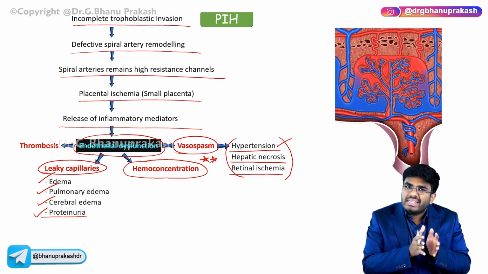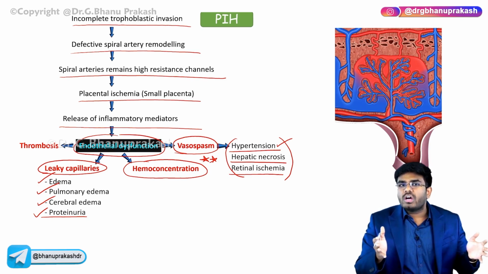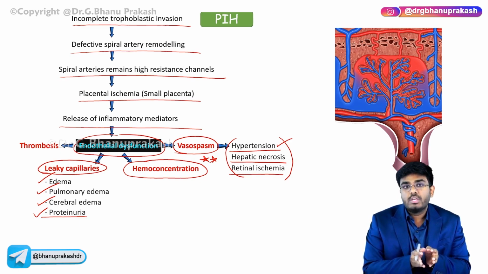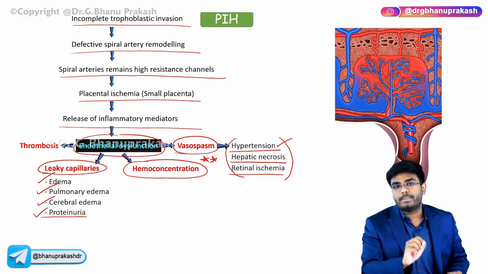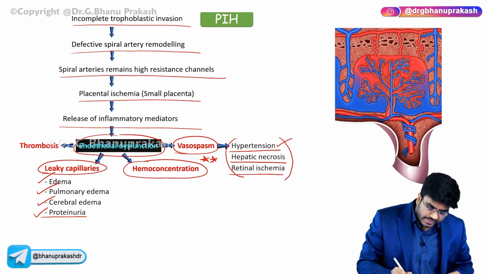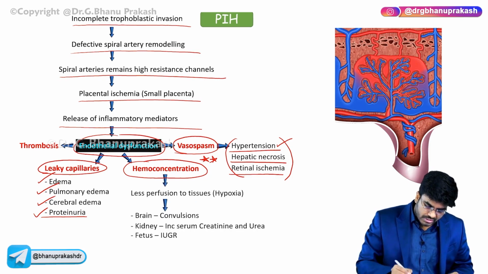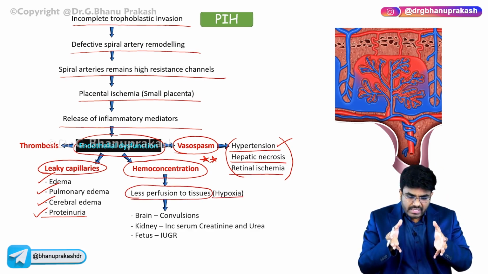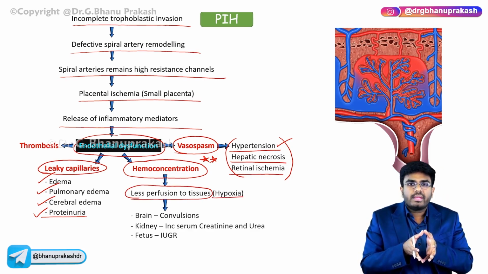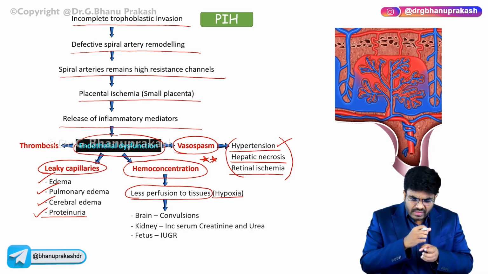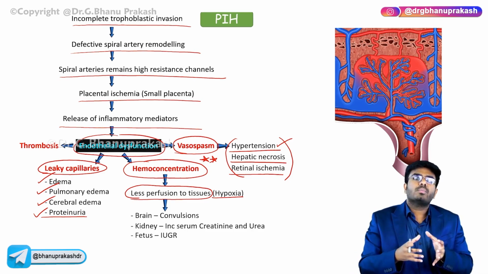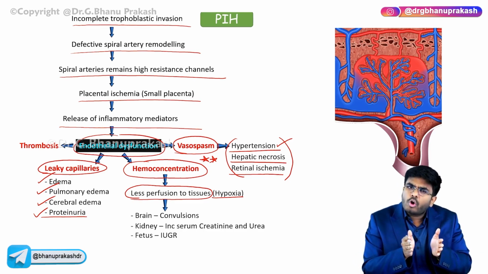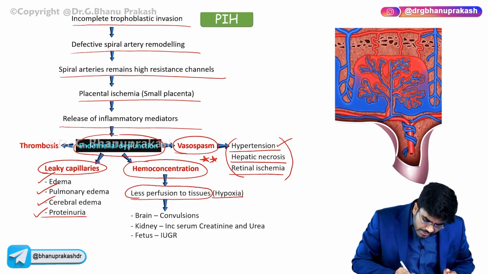The capillaries are leaky capillaries. Plasma is coming out of the blood vessels, so inside the blood vessels, the blood is becoming more concentrated. So hemoconcentration will occur in pregnancy-induced hypertension or preeclampsia. Because of this hemoconcentration, there is less perfusion to the tissues. It's not just the physiological hemodilution. If there is hemodilution, there is more blood volume and more blood going to the tissues. The opposite happens with hemoconcentration: less blood is going to the tissues.